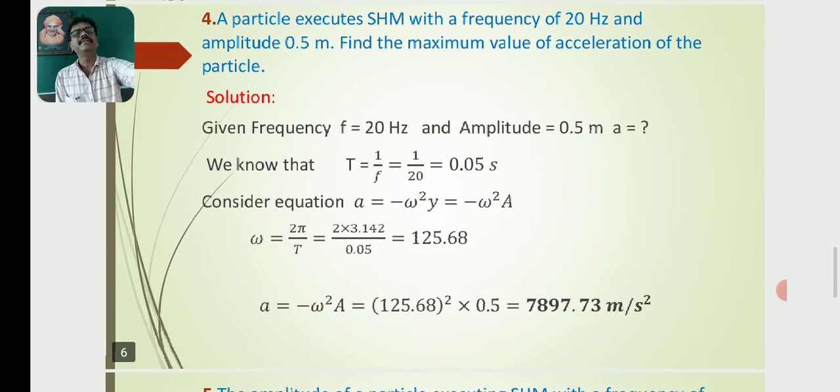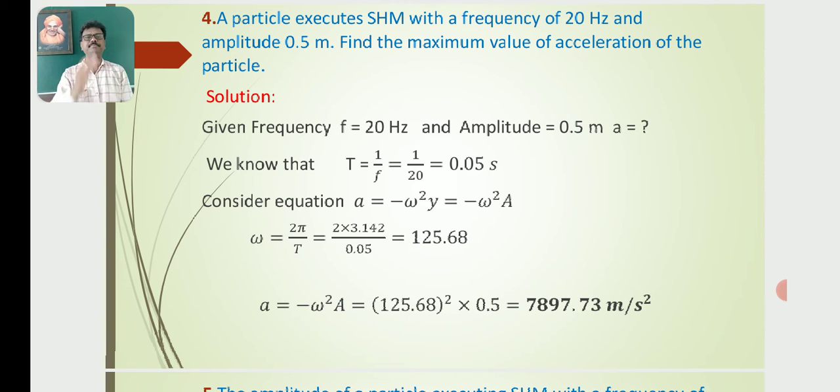So then next problem, say fourth problem. A particle executing simple harmonic motion with a frequency of 20 Hz and amplitude 0.5 meter. Find the maximum value of acceleration of the particle. Then what about the solution of the problem? Here given frequency f is equal to 20 Hz and amplitude A is equal to 0.5 meter. Then calculate the maximum acceleration of the particle.